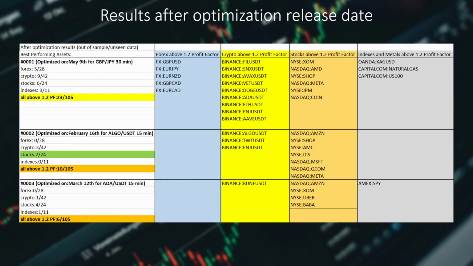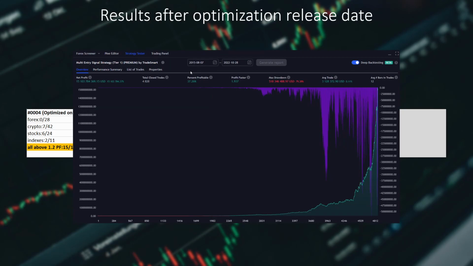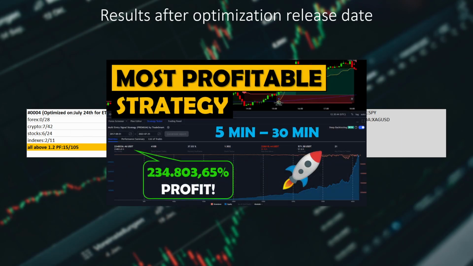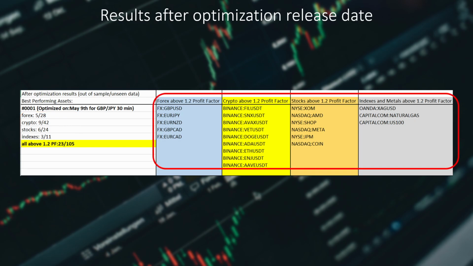Here you can see the results of each optimization on price data after the optimization release dates. For example, here are the results for the optimization with the ID of 0004. This is the 5-minute ETH/USD strategy that has been profitable since 2017 and was presented in this video. Or check out this other optimization with the ID of 0001. On the left, you will see how many pairs it was profitable on and had a profit factor of more than 1.2. On the right, you can see these pairs listed.